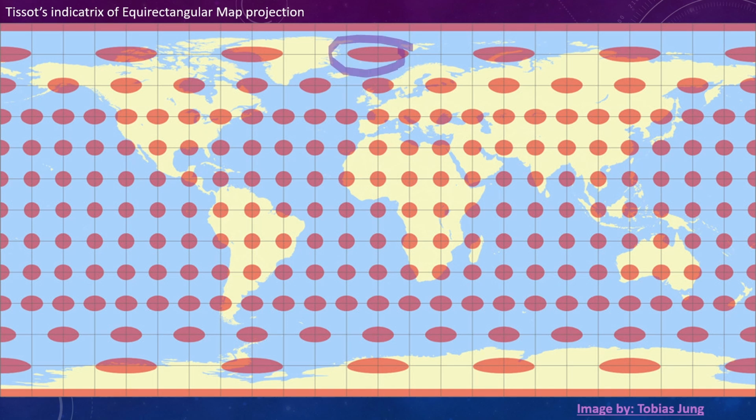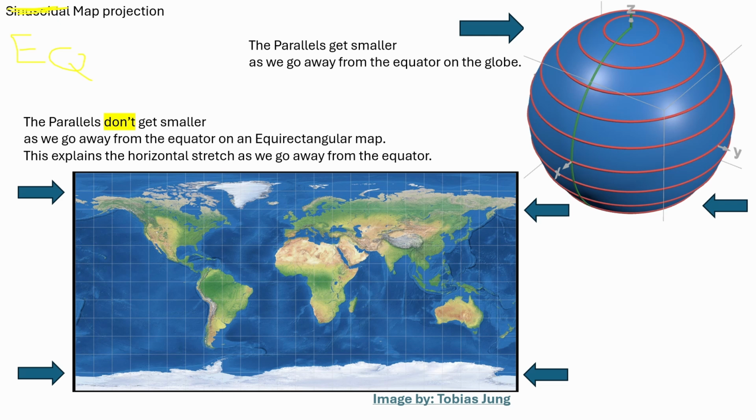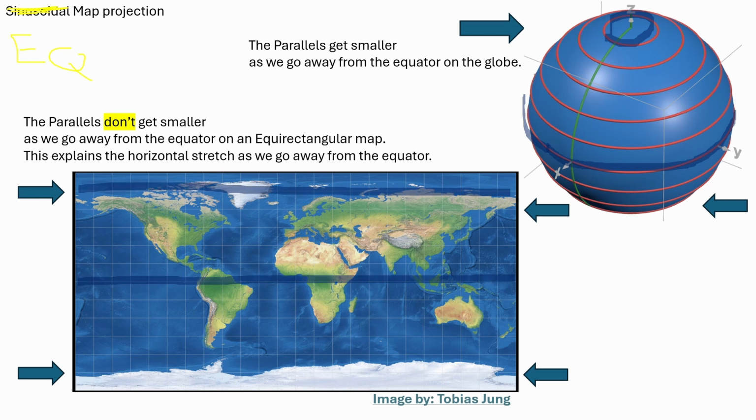Not only is it stretched, but the areas aren't preserved. The reason behind that is that on the globe, the biggest parallel is the equator. As you go away from the equator, the parallels get smaller. Meanwhile, on the map projection, every parallel is the same length. So that's why as you go far away from the equator, the map gets stretched because it doesn't have the compression that it is supposed to have.